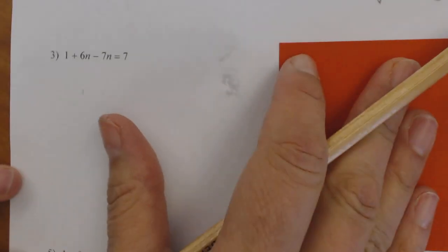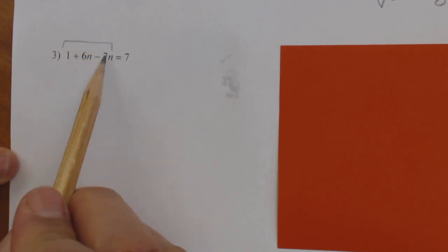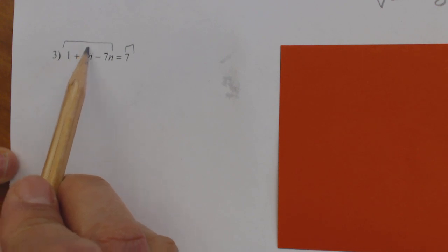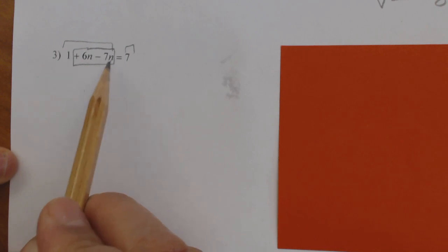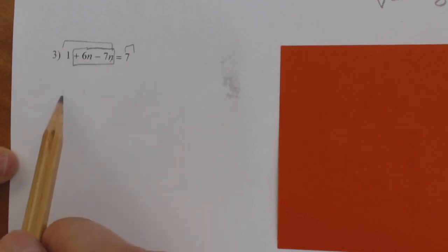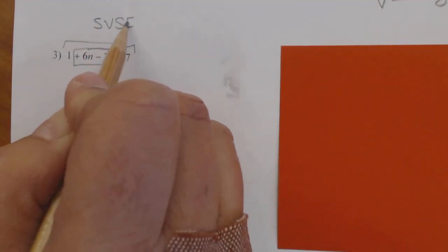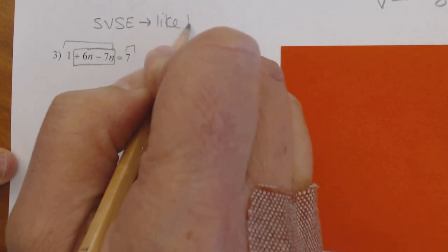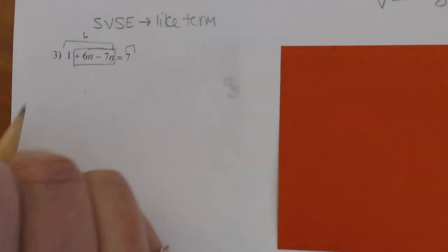Okay, number 3. Number 3 here, we have, remember, 2 sides of the equal sign. We have the left side and we have the right side. Now, on the left side, you notice we have 2 variables, n and n. Actually, that's the same variable with the same exponent. When you have that same variable, same exponent, what you have are like terms. And when we have like terms on the same side of the equal sign, this is on the left side, we can just simply combine them.